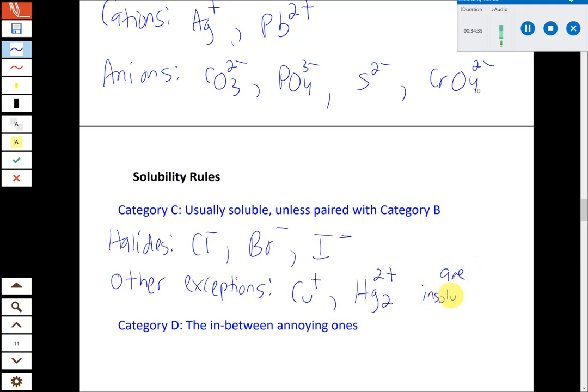So the halides are usually soluble except for those 4 cations. The 2 that I listed up here and the 2 that I've listed down here as other exceptions. So look for halides as well. They're usually soluble.